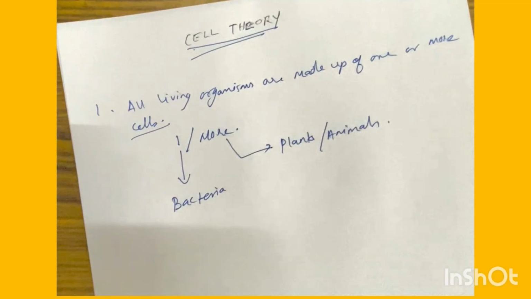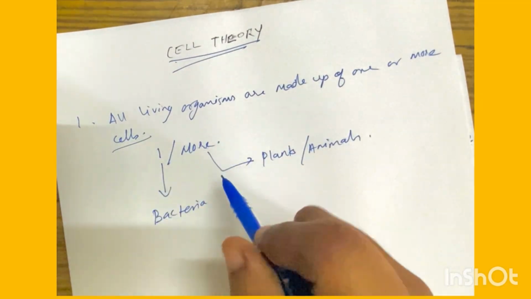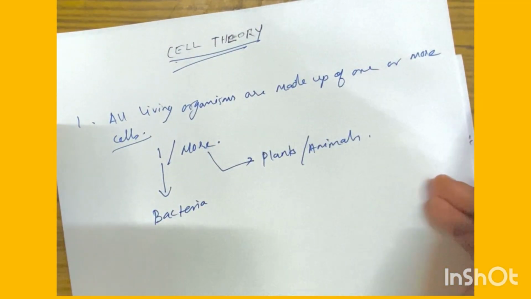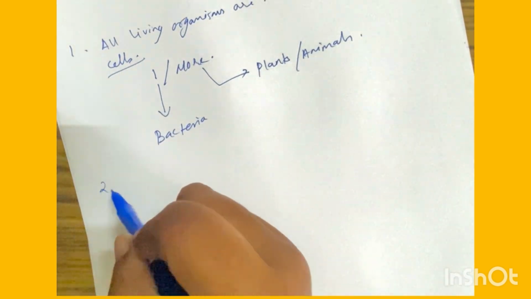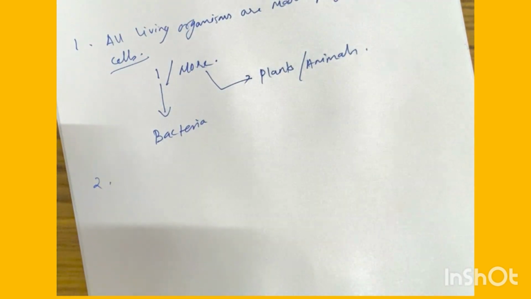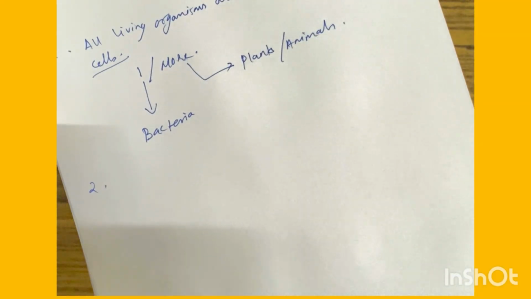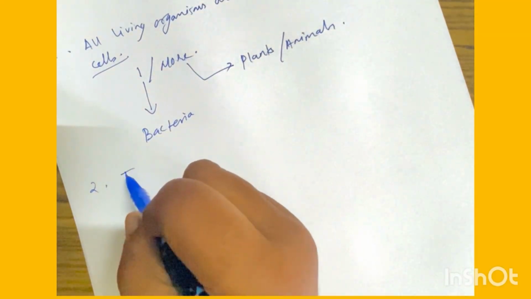This is the first statement of the cell theory, that all living organisms are made up of one or more cells. The second statement of the cell theory is that the cell is the basic structural and functional unit of life.